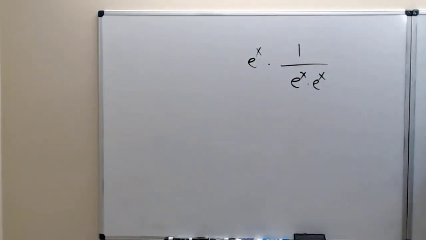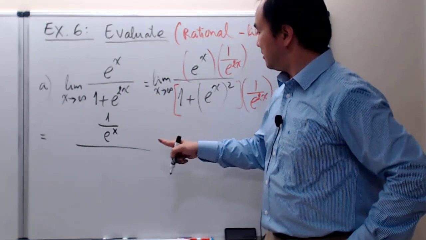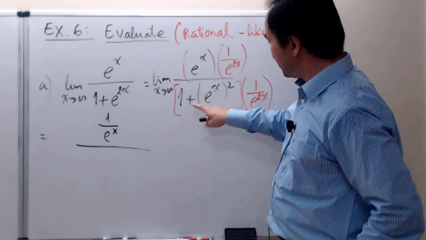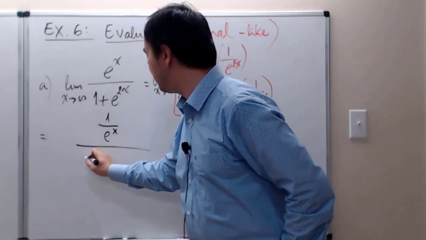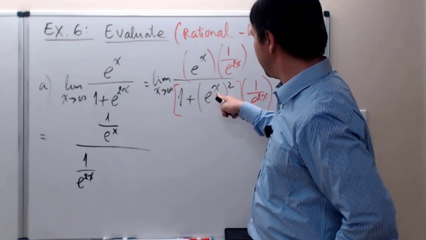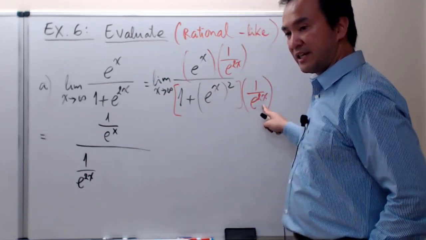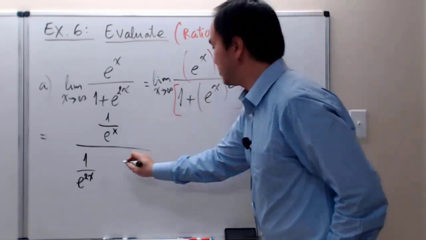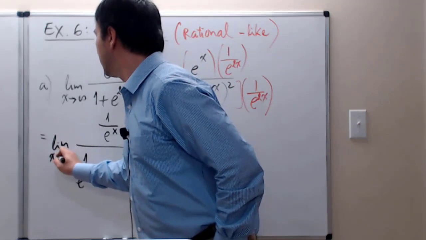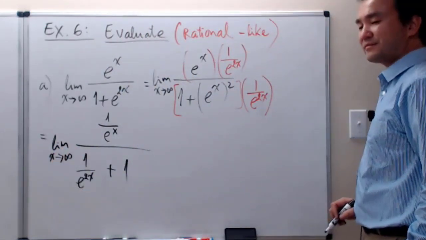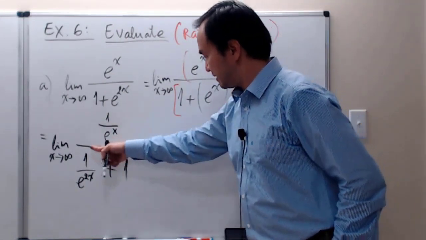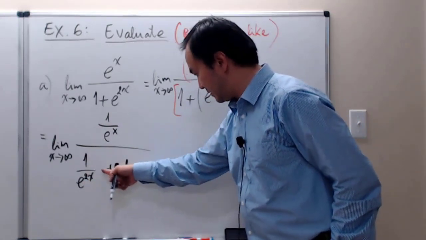So now the numerator together leaves 1 over e to the x. The denominator, as we're distributing this into the two terms in my denominator, the first term becomes 1 over e to the 2x, and the next term, e to the x all squared, is essentially the same as e to the 2x. So these two cancel, and we have a plus 1. Our limit problem becomes that. It's a pretty ugly looking expression: 1 over e to the x over 1 over e to the 2x plus 1.